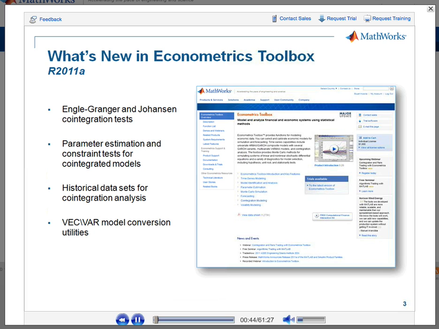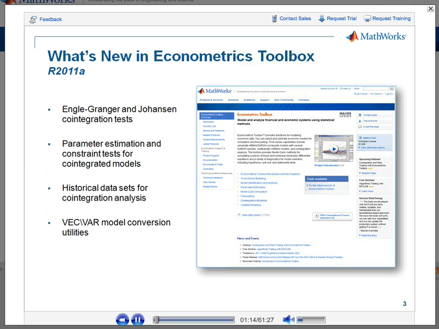So today we're going to be discussing the new capabilities in Econometrics Toolbox, specifically those in the R2011A release. Now, for those of you who are not familiar with the Econometrics Toolbox, it's used for econometric modeling, time series modeling. In some cases, it's used to develop trading strategies, such as the pairs trading strategy I'll be showing later. And in some cases, it's used to do time series or volatility modeling, which is useful in developing pricing or valuation methods for derivatives.